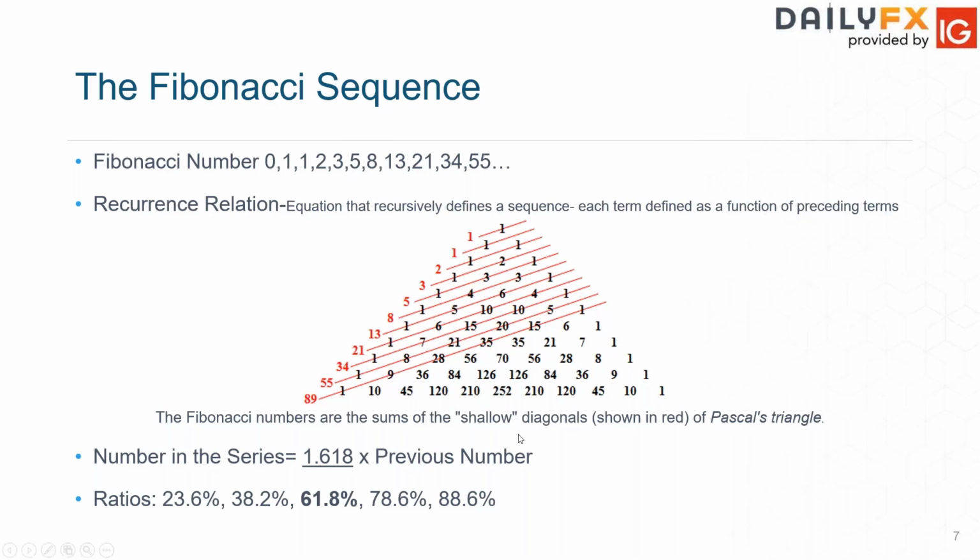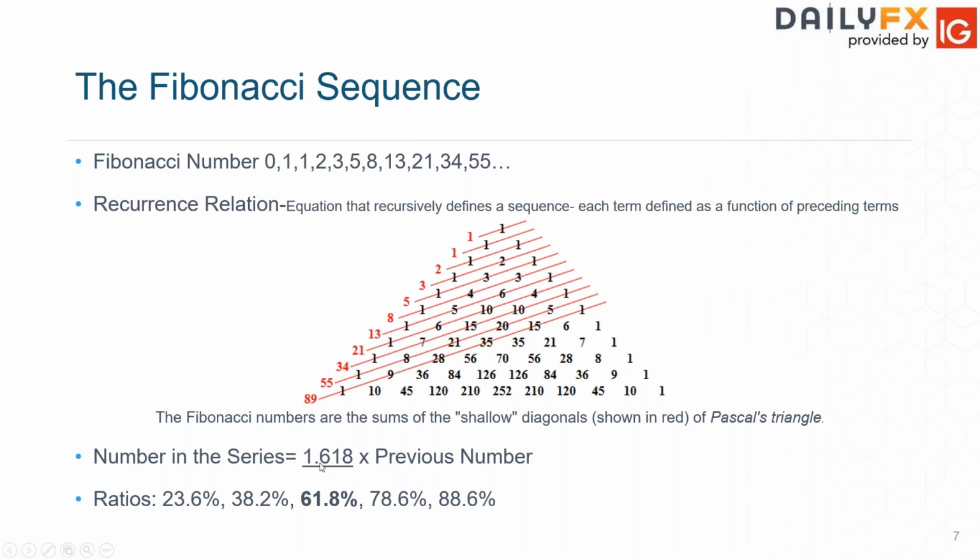For those of you who are math nerds like me, if you look at Pascal's triangle, which follows the same concept of the two numbers giving you the summation of the third, and you take a summation of the diagonals, the Fibonacci sequence comes right out. Every number here is 1.618 times the previous number, and that is the golden ratio, 0.618.